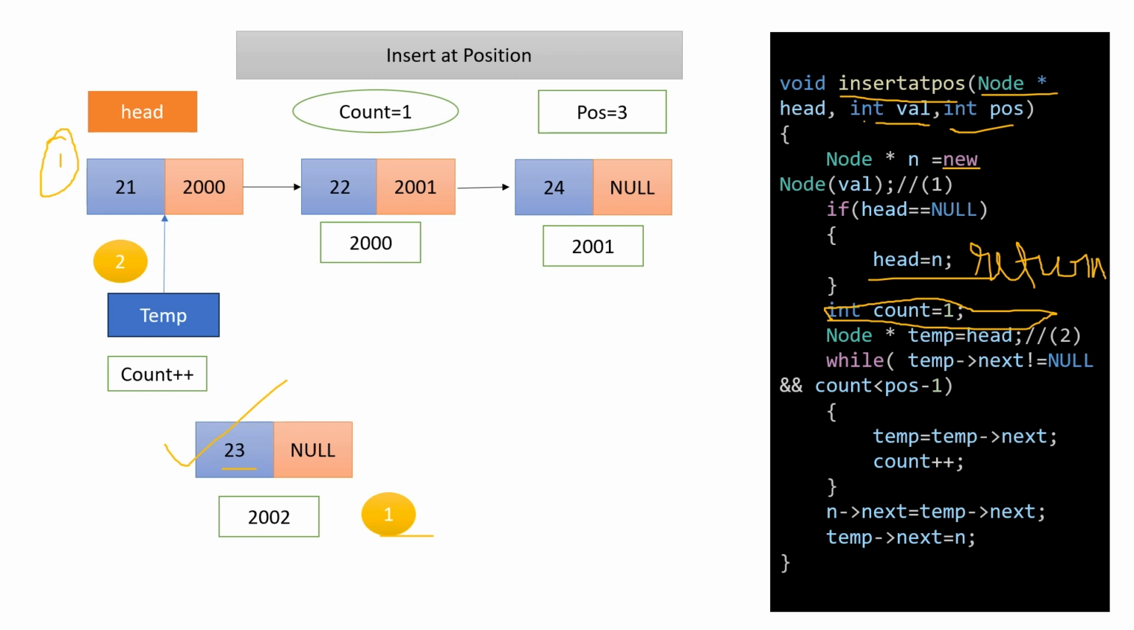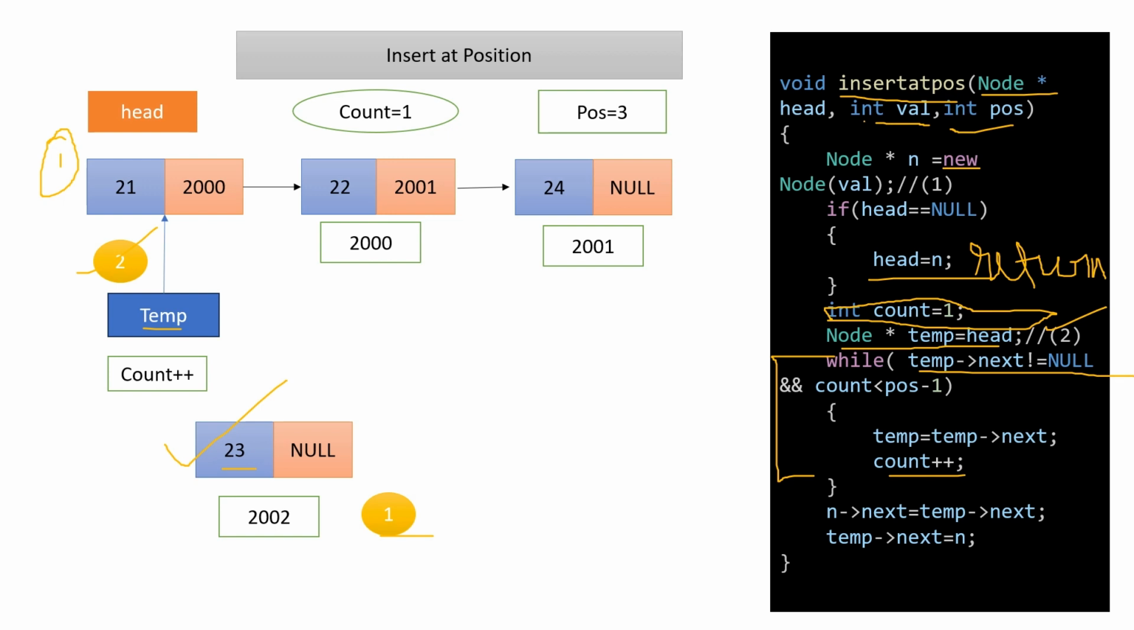So now there is a temp node which is temporary. It points initially to the head, so this is our second step, so that we can iterate each and every node one by one, and each time our count will be incremented. This is the while loop to iterate the whole linked list. And there is a condition: what if the position is not in our linked list? Then it means that we want to place our node at the end of the linked list.